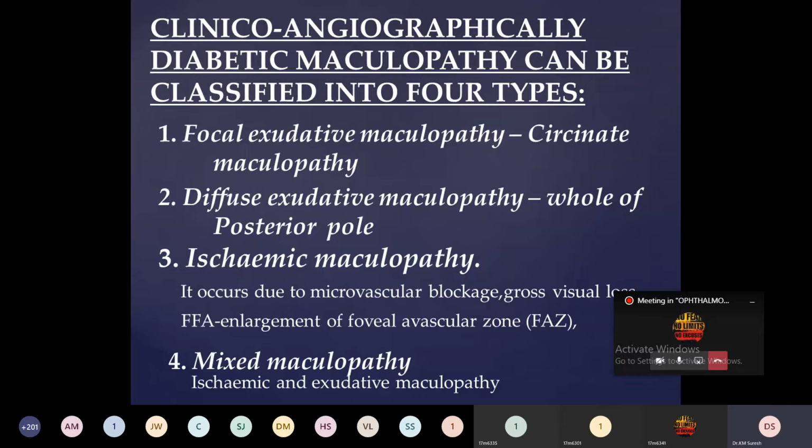And you have the fourth type, the mixed maculopathy. Ischemic and exudative maculopathy, when they are coexisting, is known as mixed maculopathy. Very easy to understand.